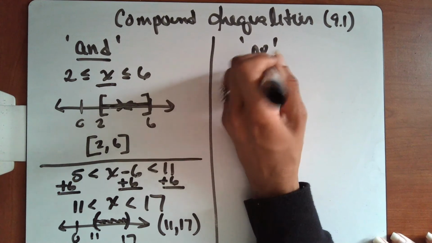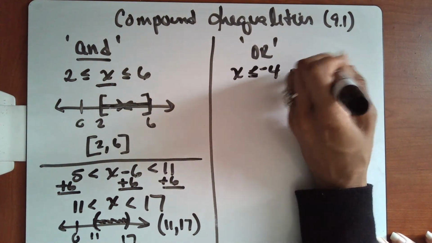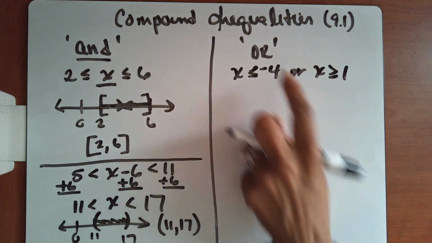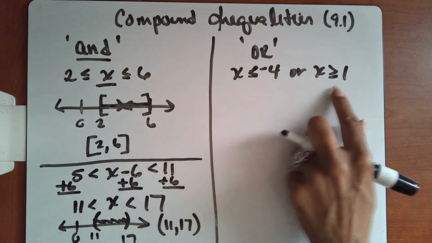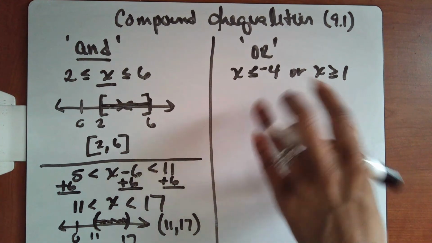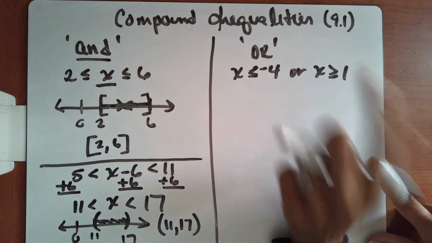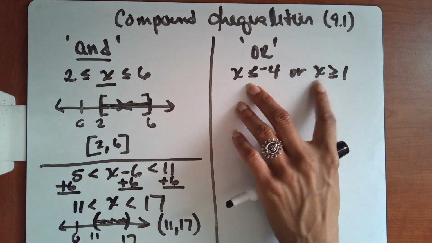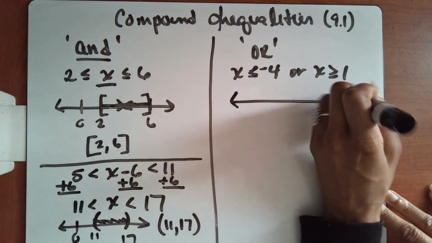X is less than or equal to -4, or x is greater than or equal to 1. So here, for the or compounds, the word or will be present. So it's basically like you working two inequality problems, but on one graph. So these are solved already, right? And I know they're solved because the x's are isolated on each inequality. So I can graph this.